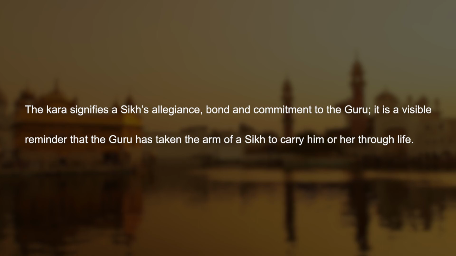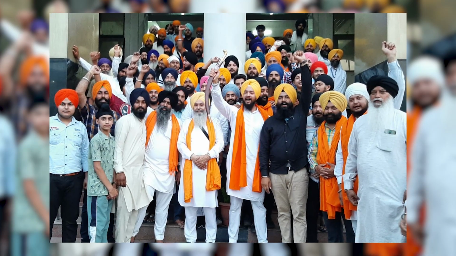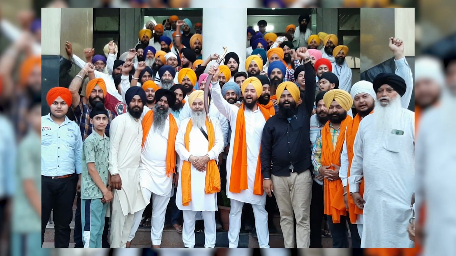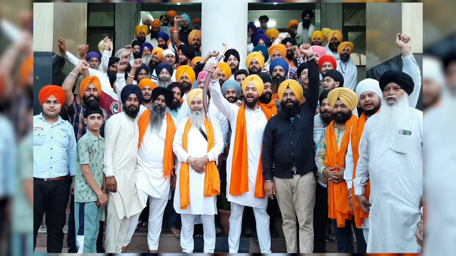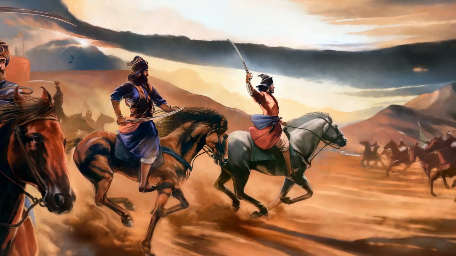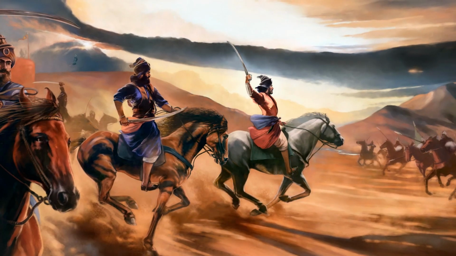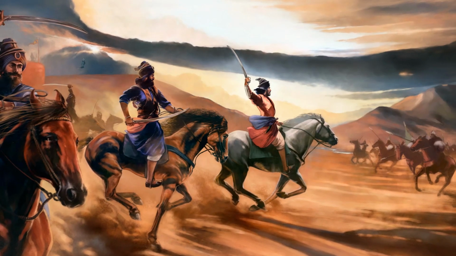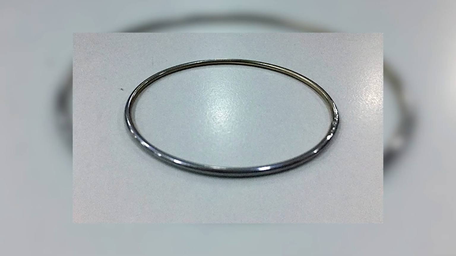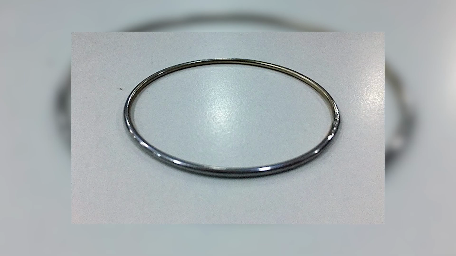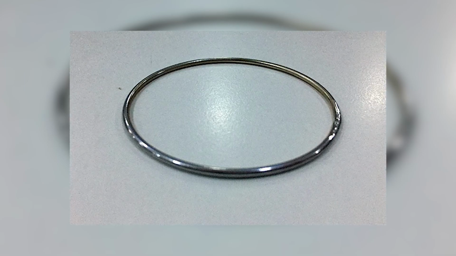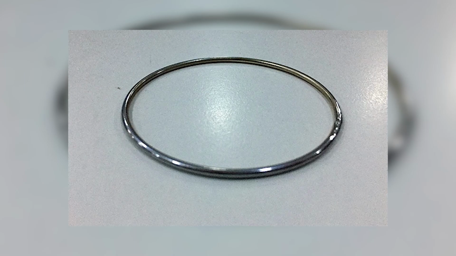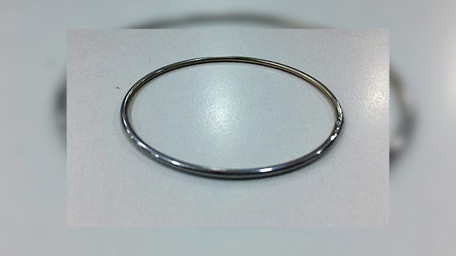It is a visible reminder that the Guru has taken the arm of a Sikh to carry him or her through life. It acts as a reminder that a Sikh should not do anything of which the Guru would not approve. It acts as a symbol of God having no beginning or end. It shows the permanent bonding to the community, being a link in the chain of Khalsa Sikhs. The Kara is made of steel rather than gold or silver because it is not an ornament. It also serves as a constant reminder to be noble and ethical in one's thoughts and actions.